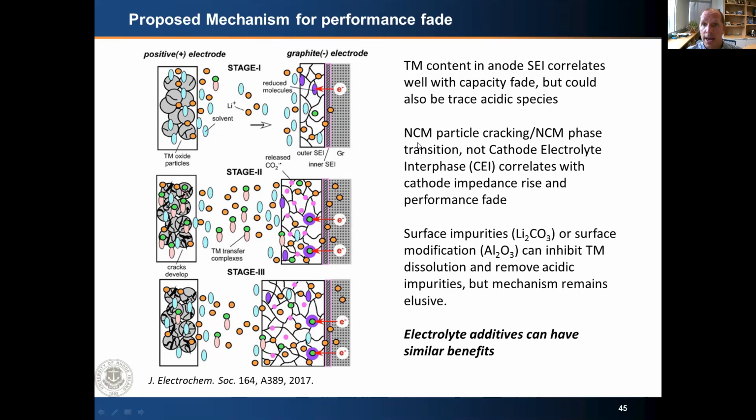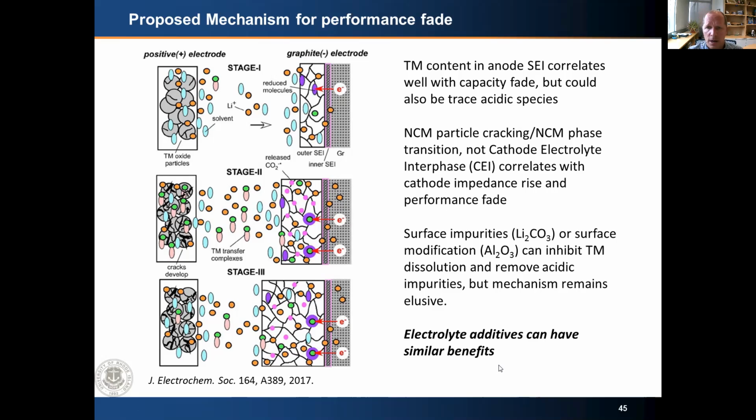In addition to these reactions, the NMC particles are cracking. The NMC phase transition, not the cathode electrolyte interface, correlates with the cathode impedance rise and also a lot of the performance fade. And so most of the impedance growth we have observed is likely not due to the reactions of the electrolyte, but is due to the NMC particles cracking and resulting in damage to the cathode laminate and an increase in the impedance.